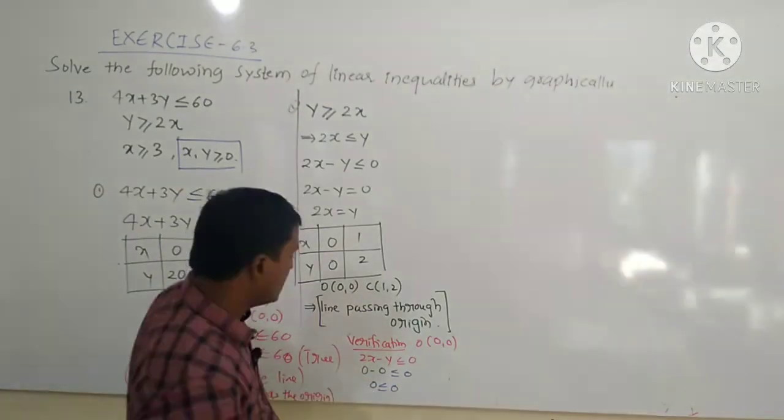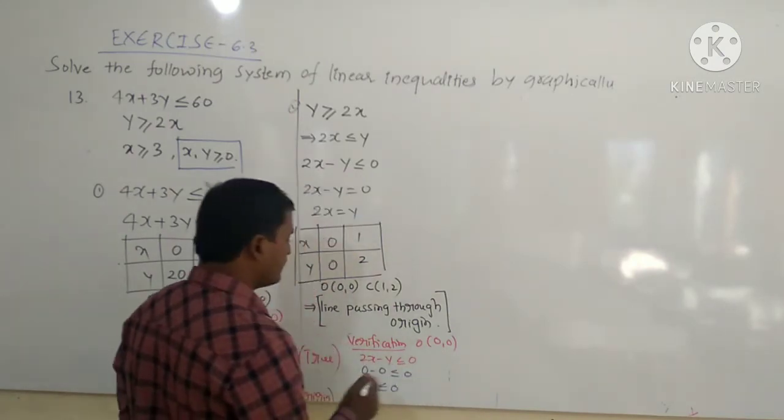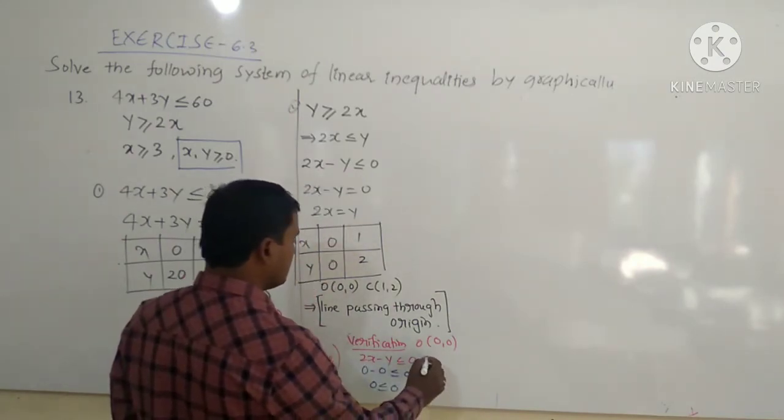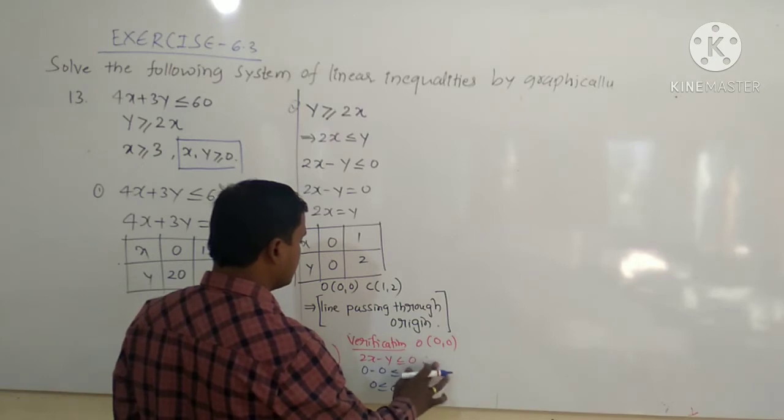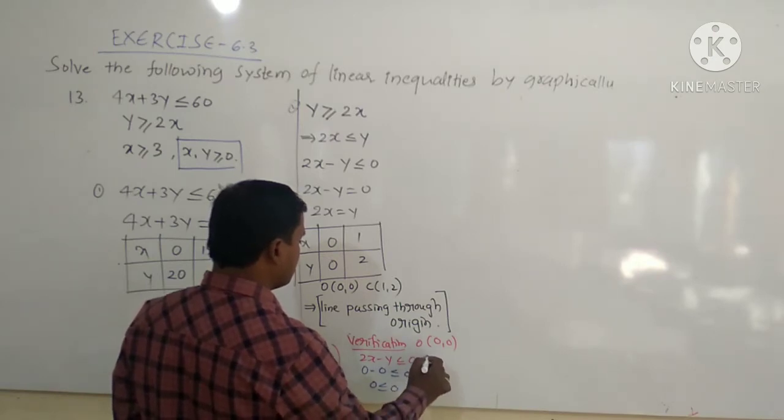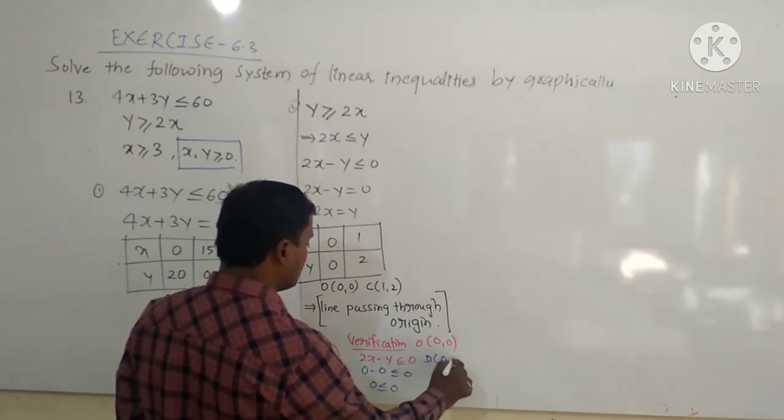Okay, so now here I will take one more point. That point is 0 comma 1, I will take.